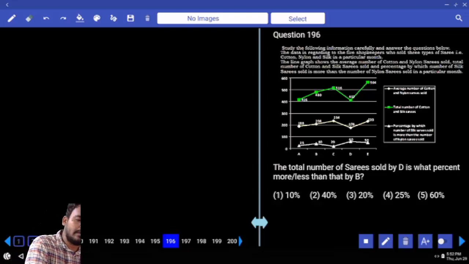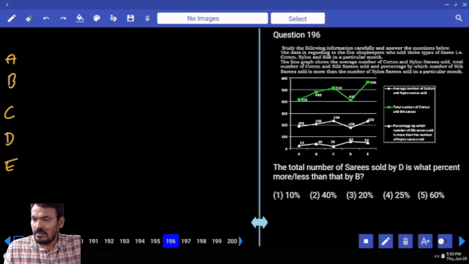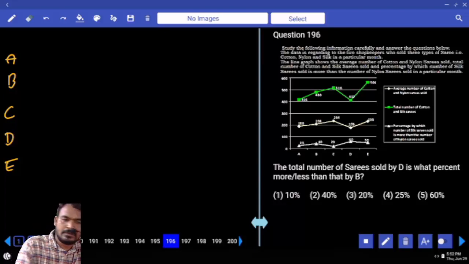How many months are given? 5 months, sir. A, B, C, D and E. How many types of sarees? 3 types. First one cotton, second nylon, next silk.